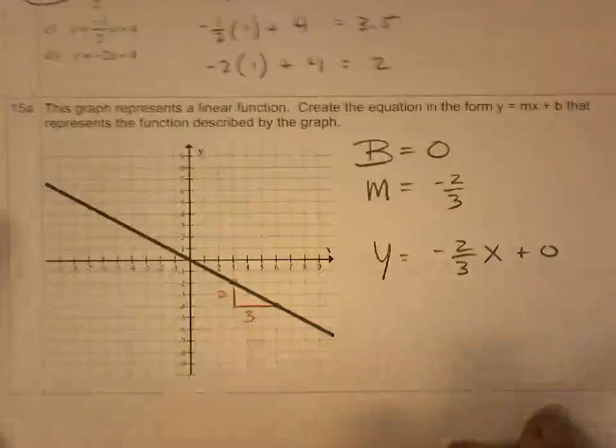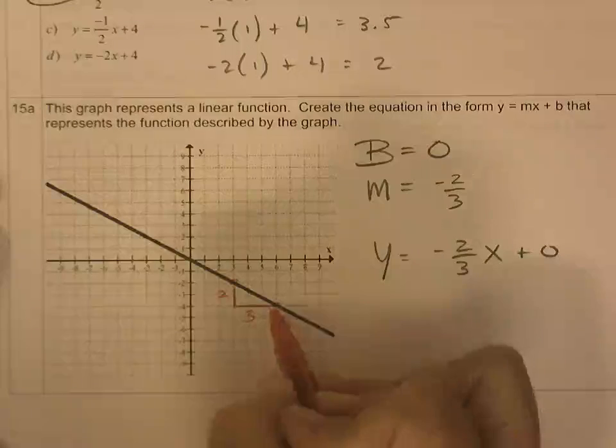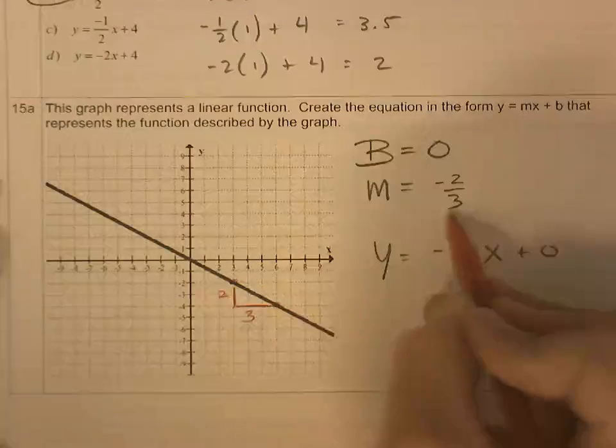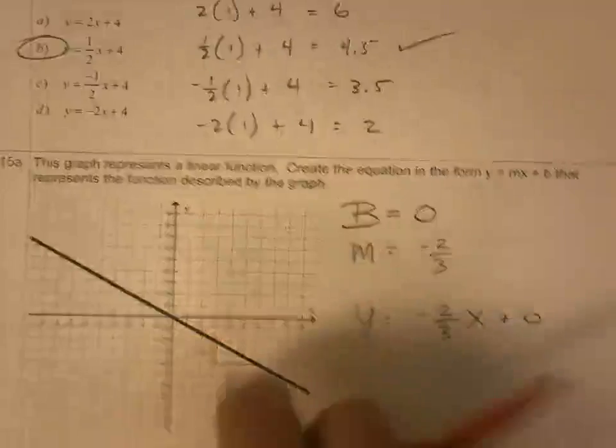Build the equation for this graph. The intercept is at 0, the slope is negative 2/3. Intercept's at 0, slope is negative 2/3. There's your equation. And that's, oh, no. Number 15, go back to 15.